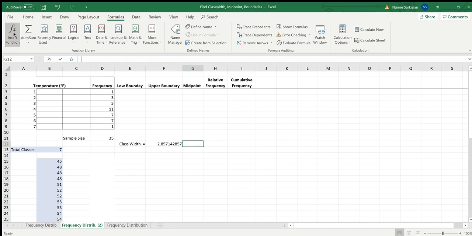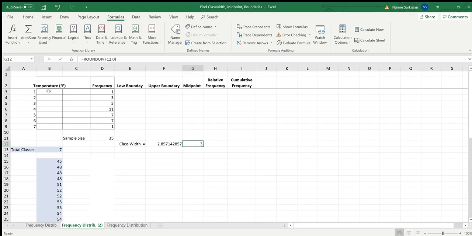Formula, insert. I'm using the round up function. So click here and take this class width. Okay, and then I'm clicking on num digits. How many digits do I want to round? 0. I don't want any decimal notations left. See, if I would put 1, you will see 2.9. I don't want that. I need a whole number. There we go.